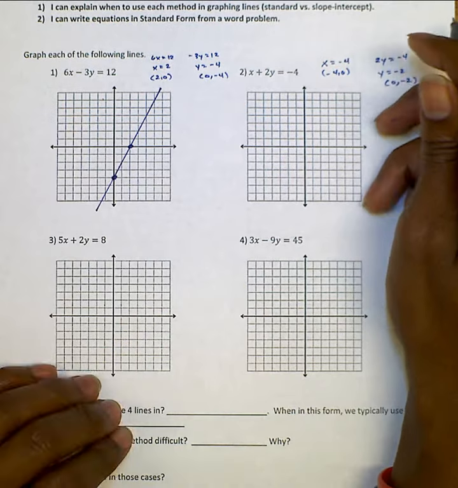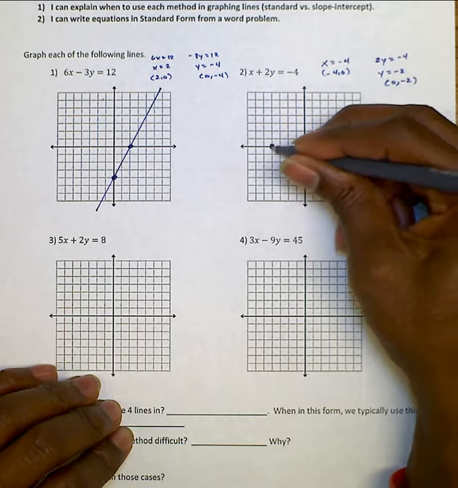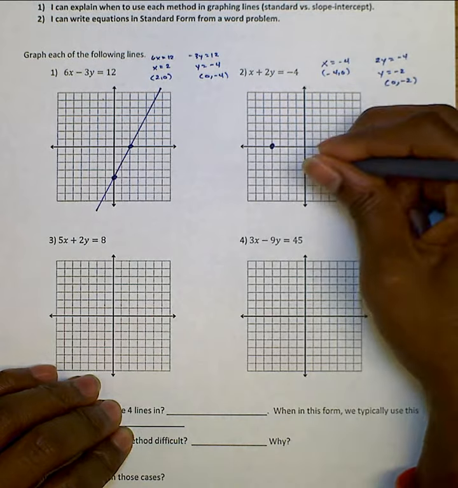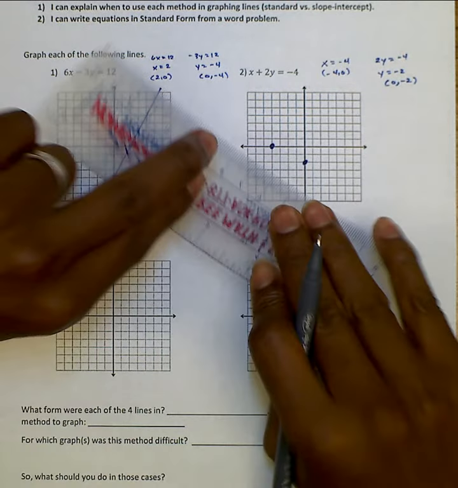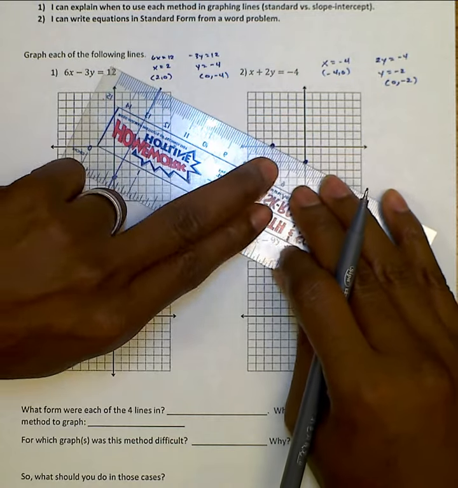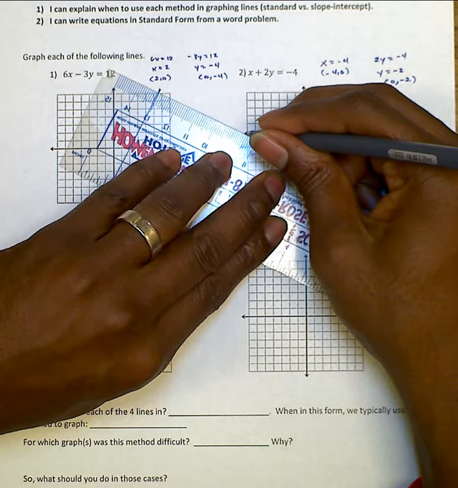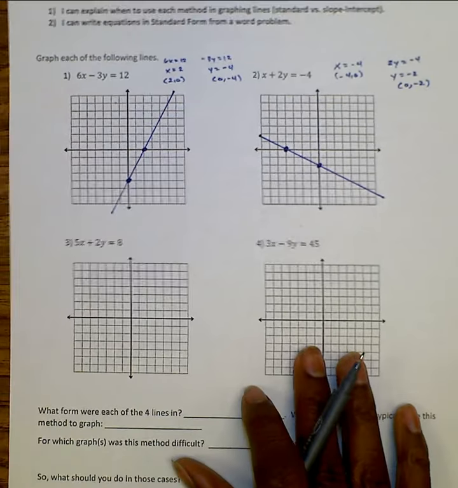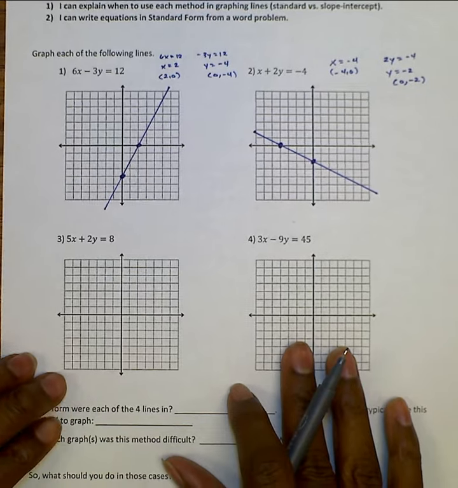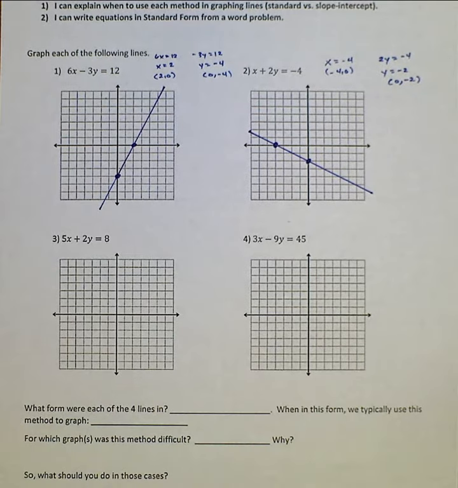And so here are our points: (-4, 0), 1, 2, 3, 4, that's our x-intercept, and (0, -2), that's our y-intercept. We have a line that goes through both points here, and there we have it. Okay. And so again, we want to see, do we get nice numbers?